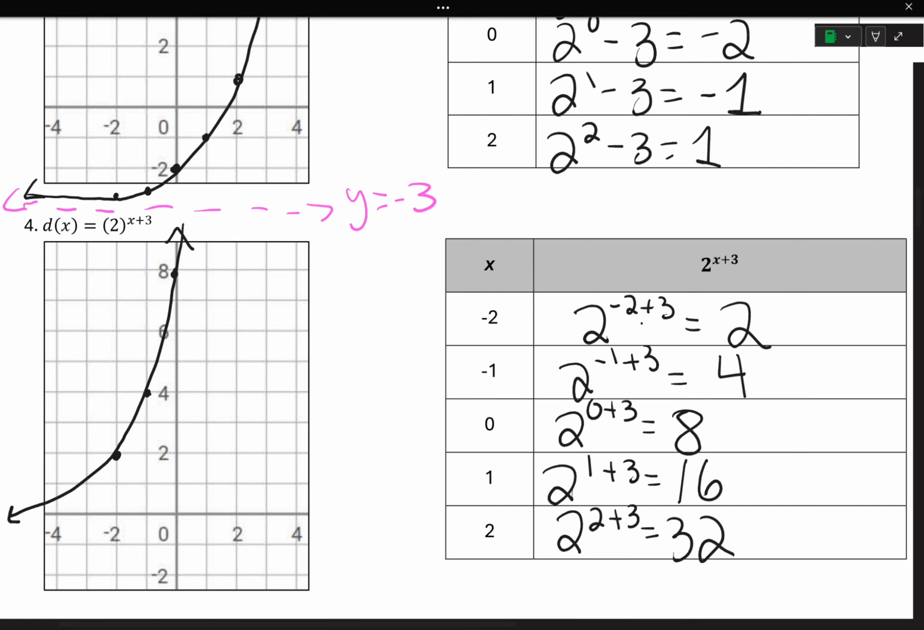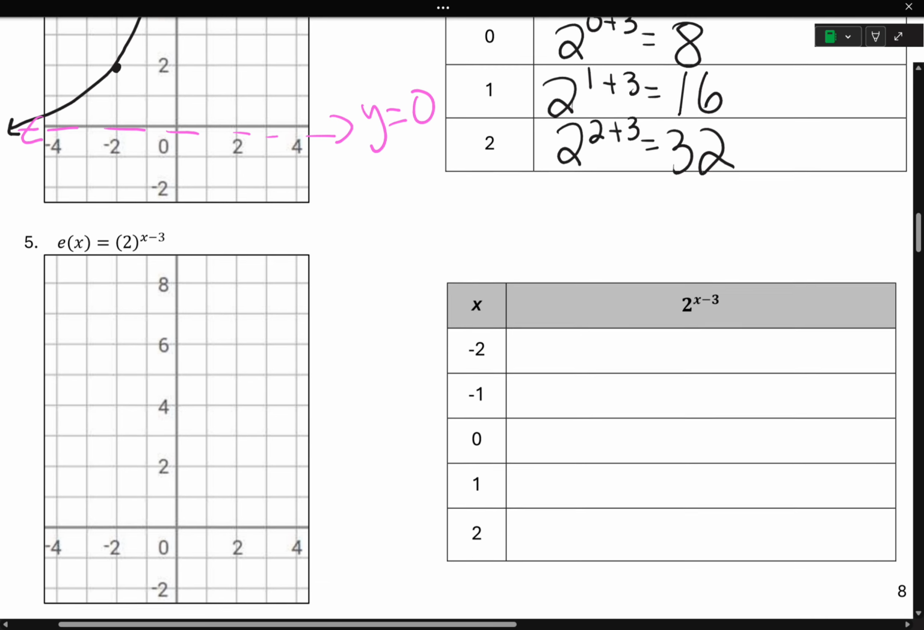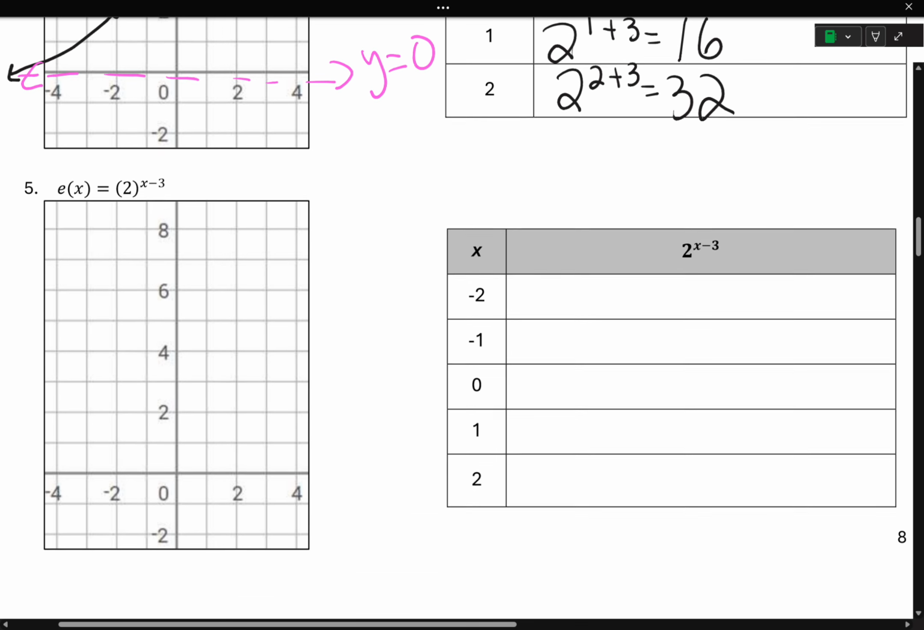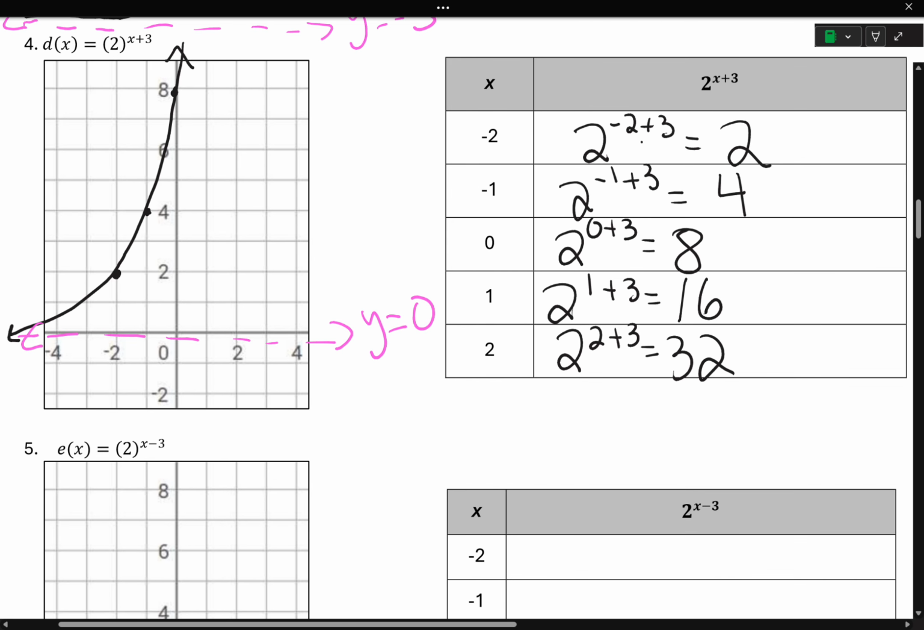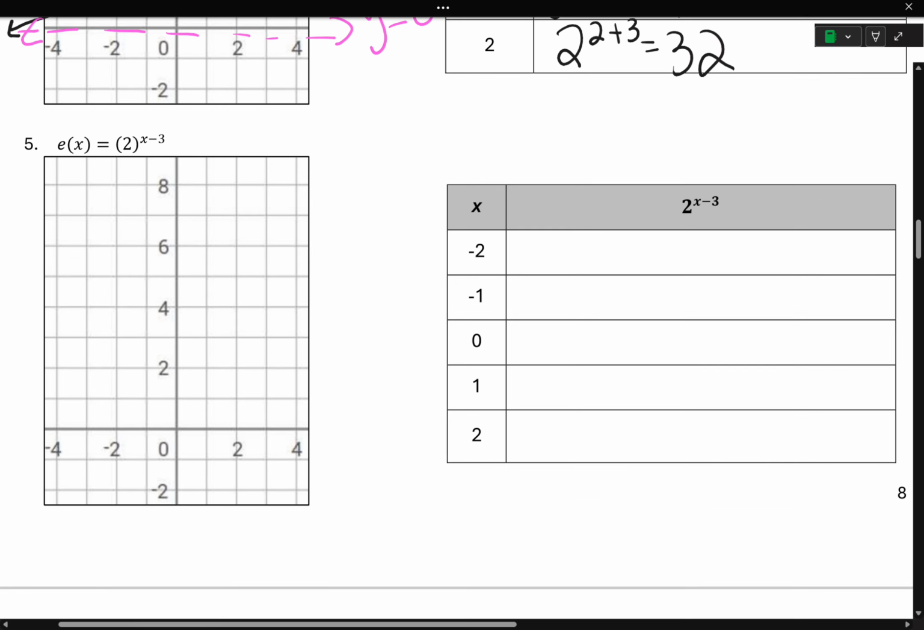When we go left and right, those are our x's. So our asymptote stays the same. We didn't move up or down. All right, last one, we got 2 to the x minus 3. Well, if adding 3 moved it to the left, make an inference about what subtracting 3 does.